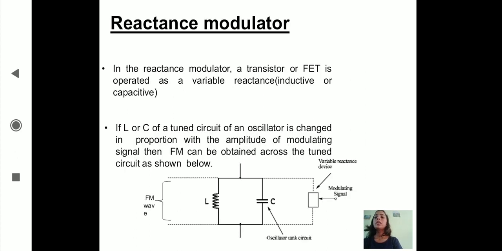Reactance modulator. In the reactance modulator, a transistor or FET is operated as a variable reactance. If L or C of a tuned circuit of an oscillator is changed in proportion with the amplitude of the modulating signal, then FM can be obtained across the tuned circuit as shown in the diagram below.